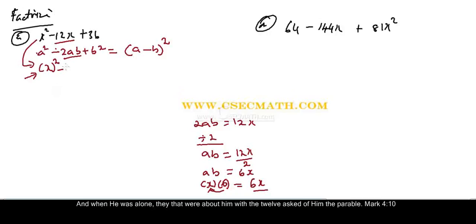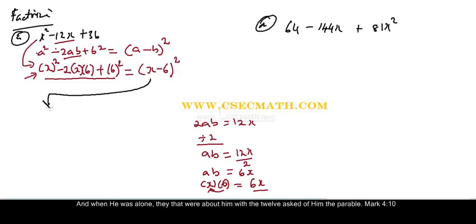Hence we now have negative 2 times, in place of a I have 6, in place of b I got the number 6, positive b squared, it would be 6 the whole squared. So this is the required form that we need, and hence the factorized output would be x negative 6 the whole squared.